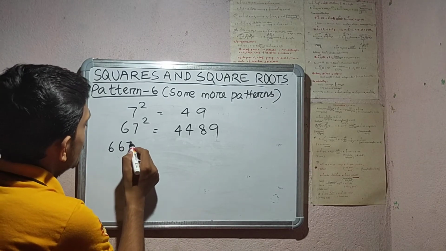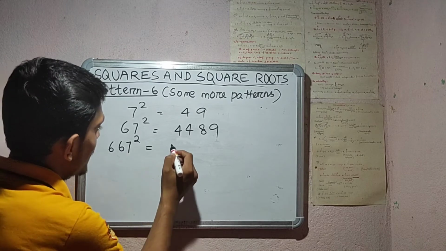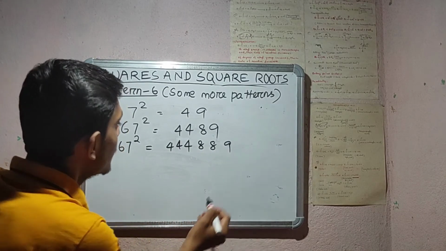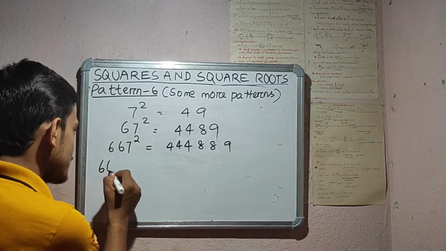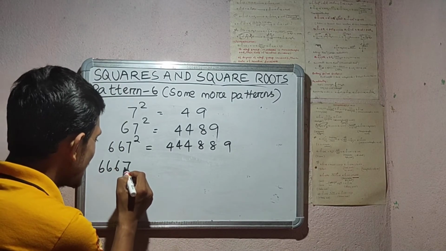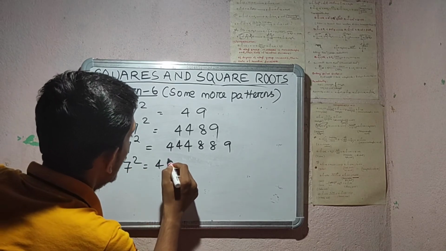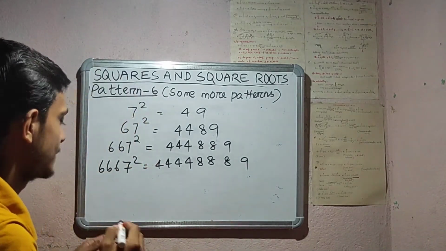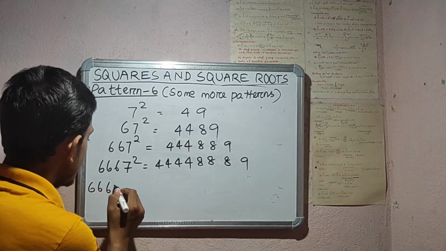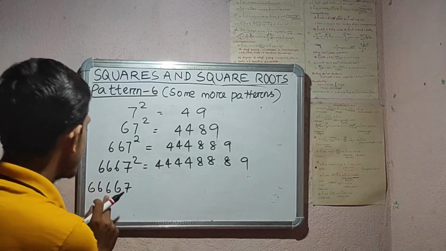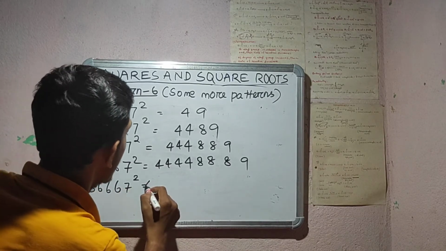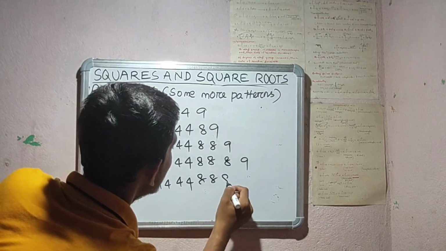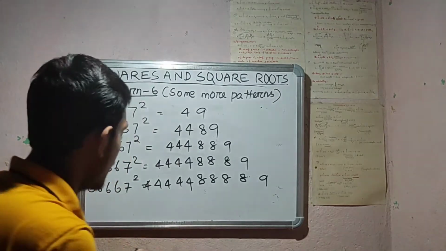Then the square of 667, that is 444889. Then the square of 6667, that is 44488889. Okay, then the square of 66,667. Okay, then you will write 5 fours, 4 eights and 1 nine.